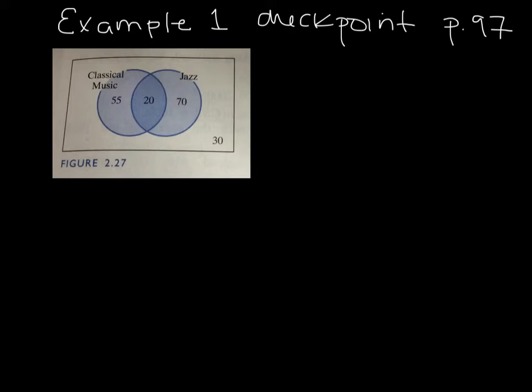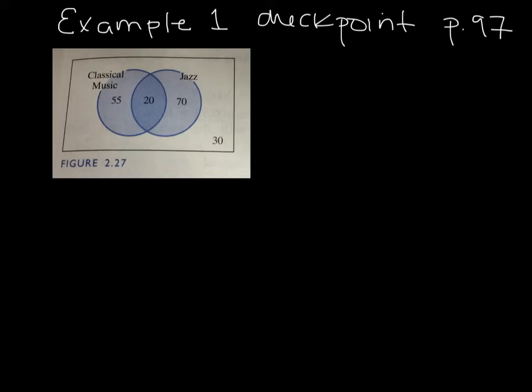And the problem says, in a survey on musical tastes, respondents were asked, do you listen to classical music or do you listen to jazz? And the survey results are summarized right in this Venn diagram. Again, this is all in your book if you'd like to read it. Use the diagram, obviously the Venn diagram, to answer the following questions.